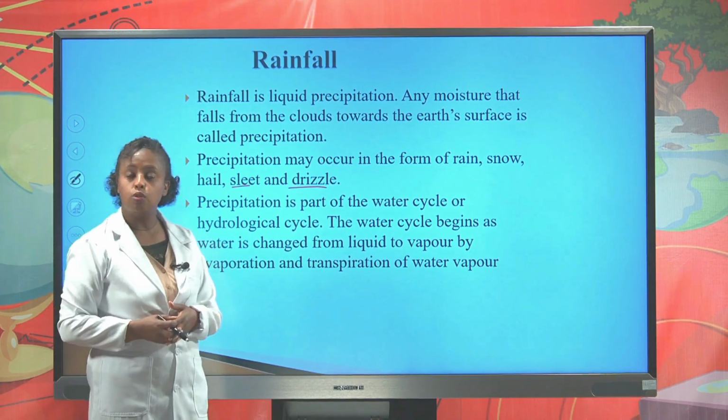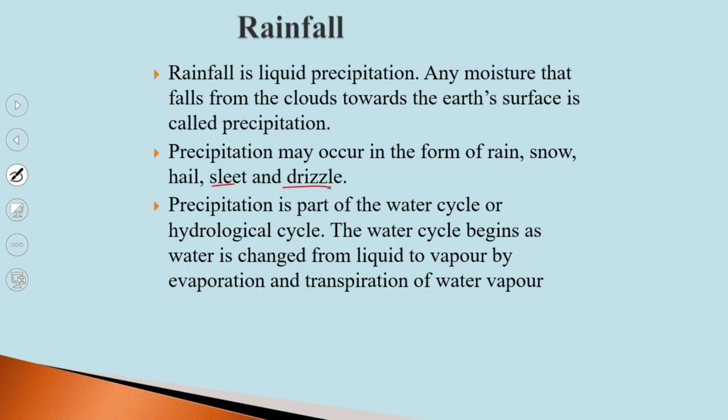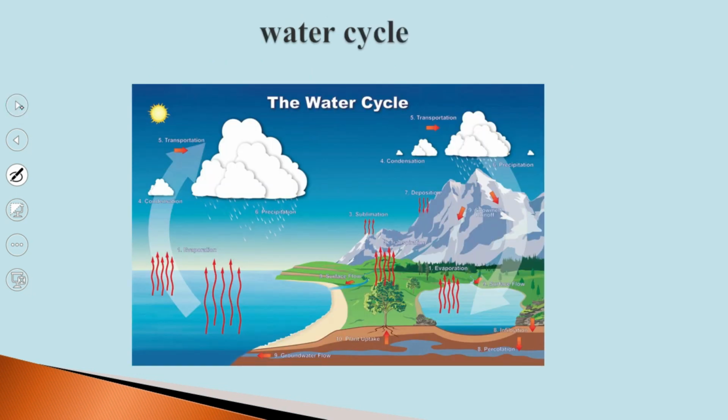Precipitation is a part of the water cycle or hydrological cycle. Once the liquid is changed into vapor by evaporation and transpiration, then it forms the water cycle. This is the water cycle.